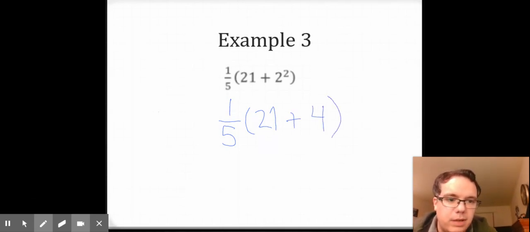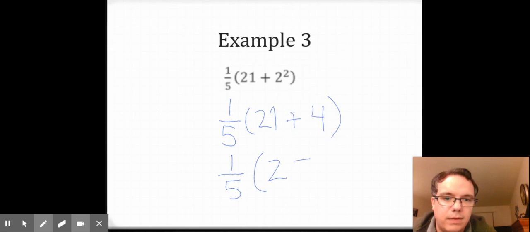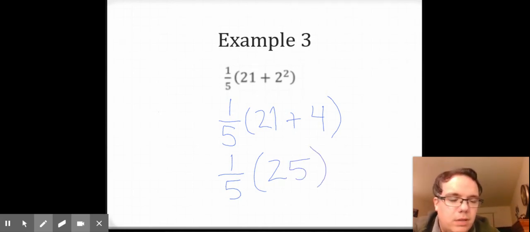Still have parentheses, so I've got to take care of those first. So I have 1/5 of, and 21 plus 4 is 25. Now I can check for any other exponents. Nope, no exponents. So now I can multiply or divide. So I have 1/5 times 25, and 1/5 of 25 is 5.